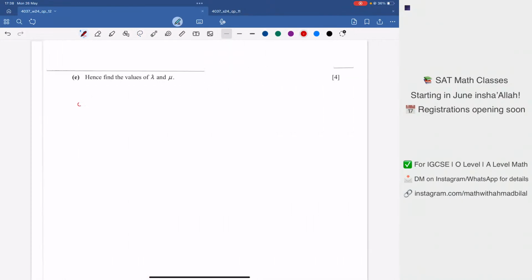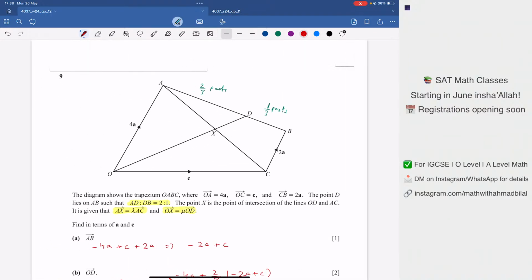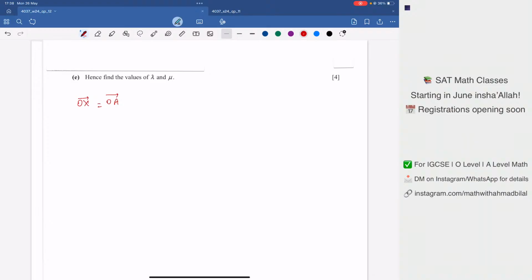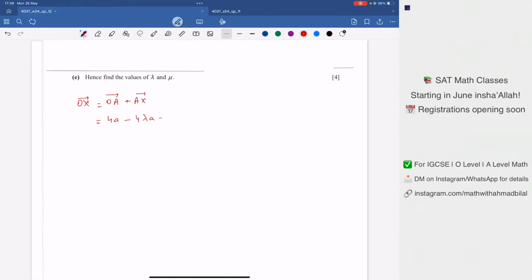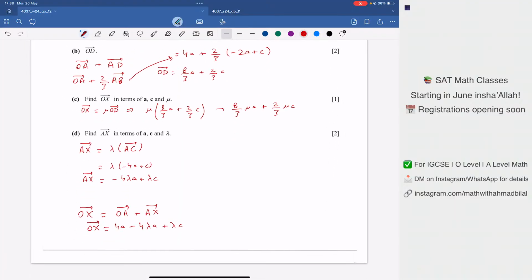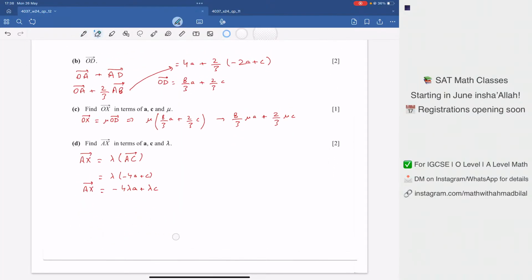The OX vector, we found that to be, first of all, OA plus AX. OA was 4A, and we had minus 4 lambda A plus lambda C. Now, when you're copying information from one page to the next page, this is a very common place where you have errors, so you need to be careful. This is one vector OX that we're getting. The other OX vector was in the previous part. Let's use that as well.